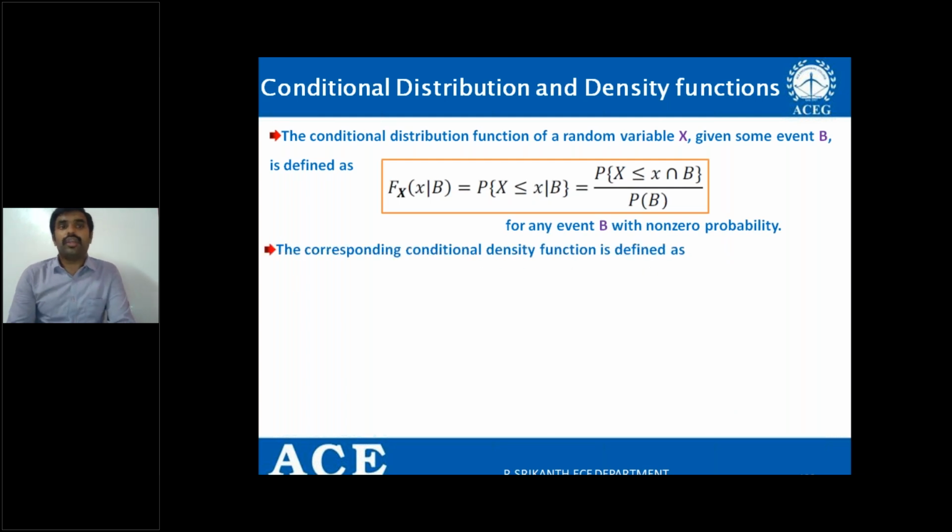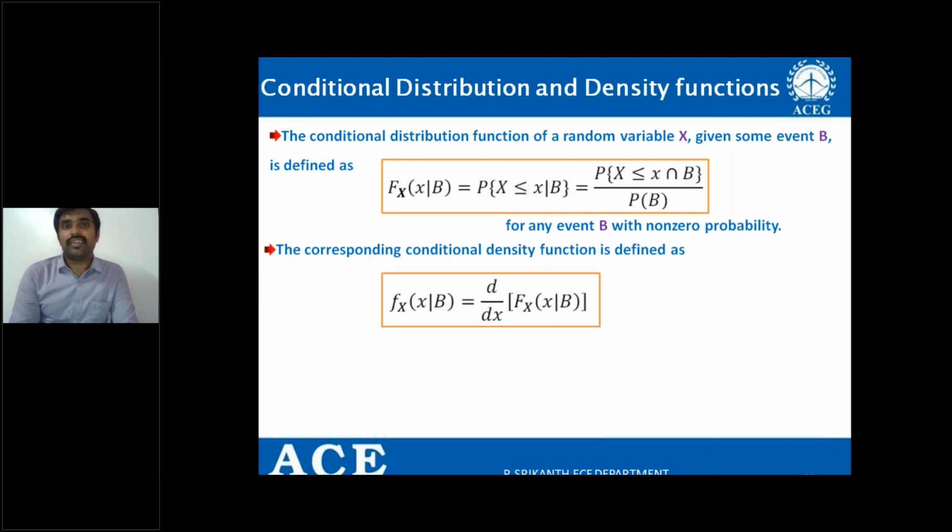The corresponding conditional density function is also derived. The conditional density function, small f_X(x|b), is the differentiation of the above function, that is, of the conditional distribution function of the random variable x. This formula is also derived in the first chapter. So now let us move on to here.